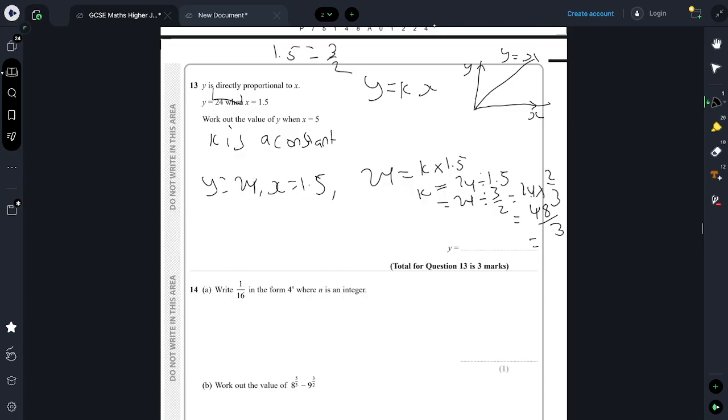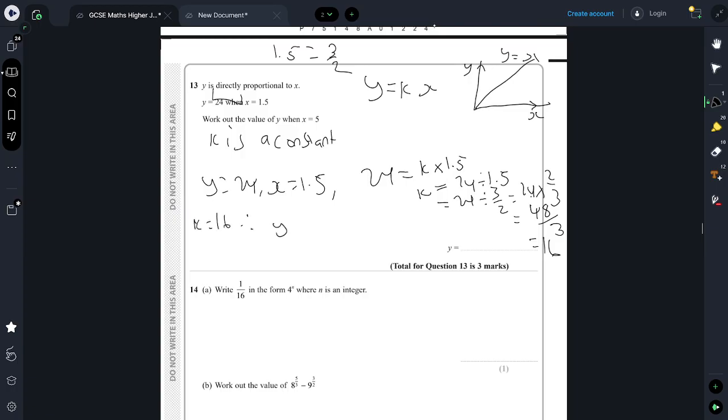But anyway, 48 over 3, does that divide? That does actually go in. A quick way you can check if something divides by 3: add the digits together. 4 plus 8 is 12. If this is divisible by 3, then so is 48, the number itself. So 30, 33, 36, 39, 42, 45, 48. So that would be 16. There's 16 times 3. Yeah, it's 48. So k is 16.